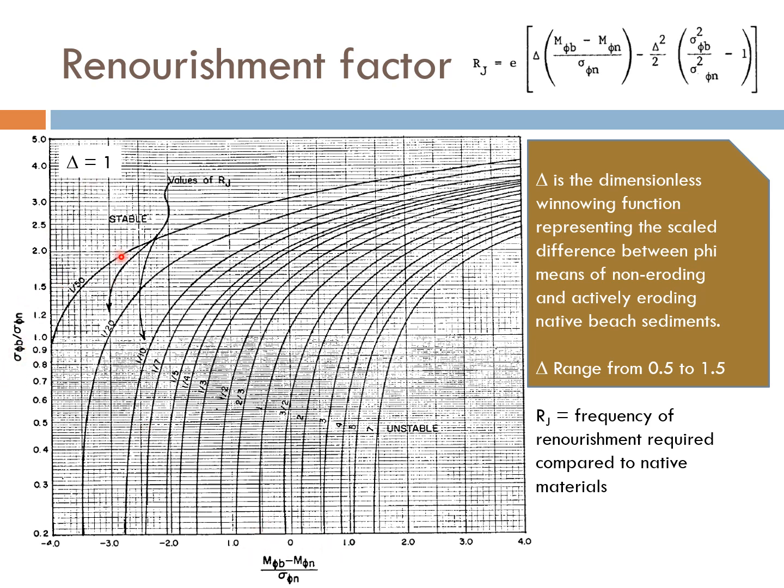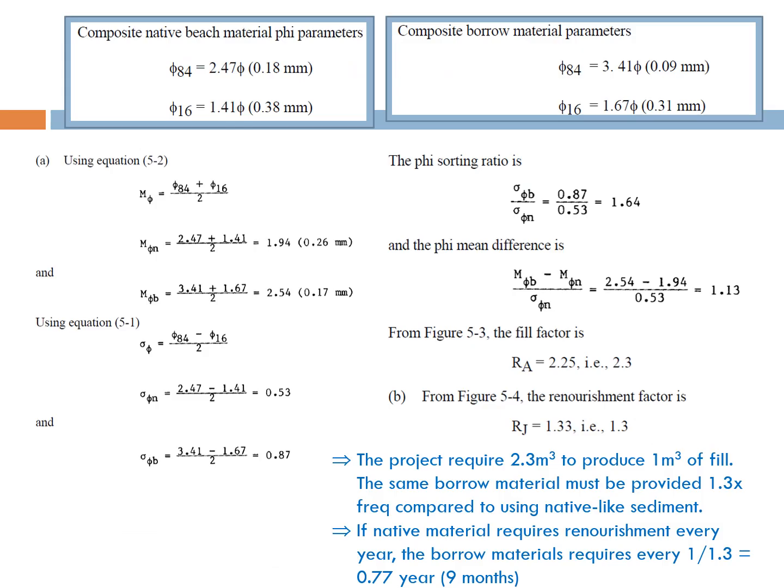The stable region here has a renourishment factor of 1 to 50, which is very low, whereas moving on to the right and lower end of the graph, the region here is unstable with nourishment factor of up to 7. The larger the renourishment factor, the more unstable the beach nourishment is. Here, the renourishment factor can be defined as how frequent the renourishment needs to be carried out. Right now, let us look at this example.